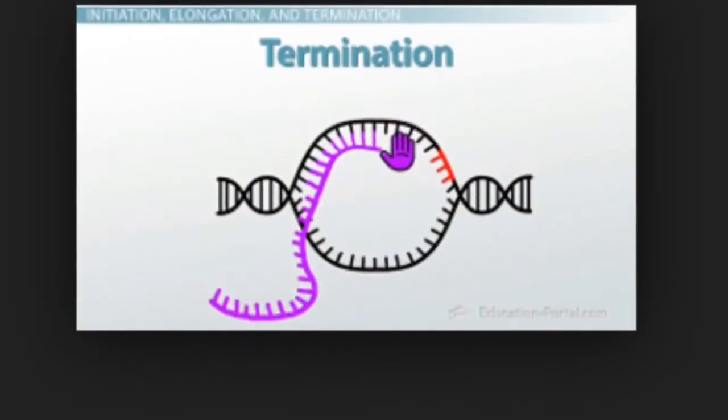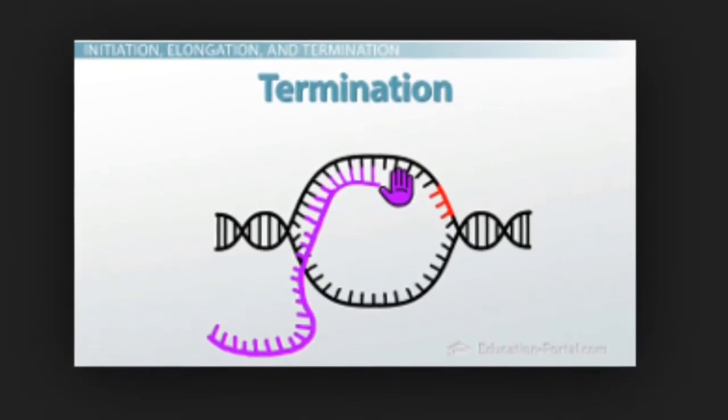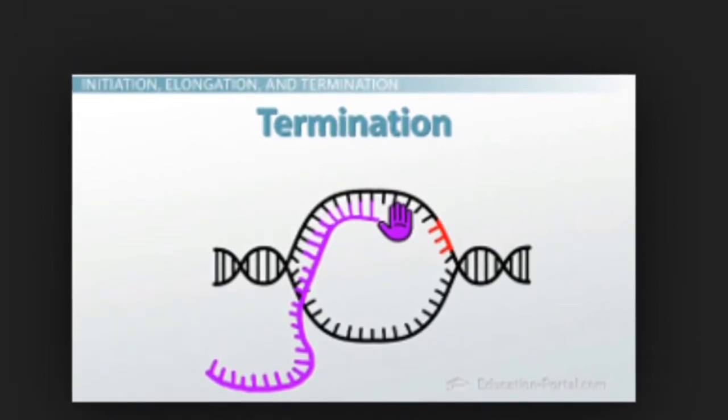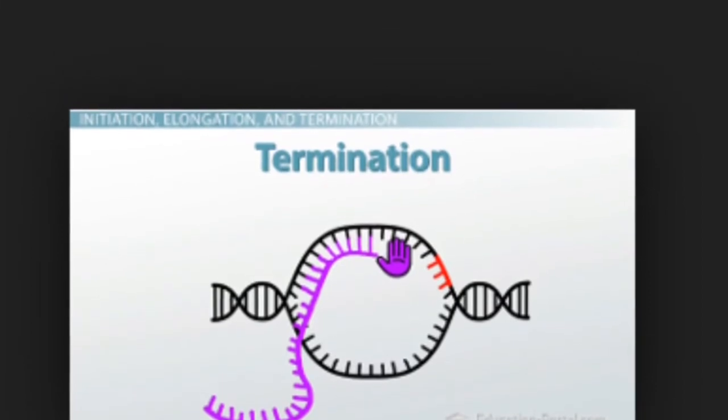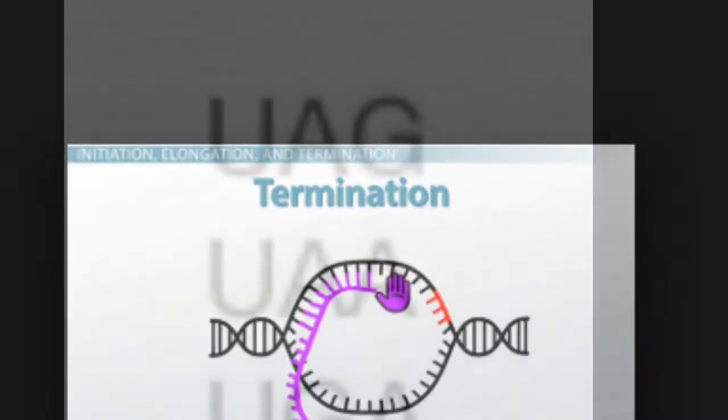The third and final step of transcription is termination. In termination, the RNA polymerase comes across a DNA sequence called a terminator and stops the transcription process. One of 3 stop codons, UAG, UAA, or UGA, stops the process.